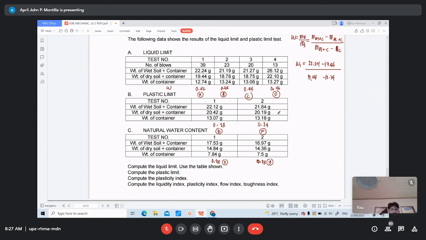So, get one first the plastic limit. Dahil mas madali siyang i-average. That is E plus F divided by 2. So, what is the plastic limit of the soil?